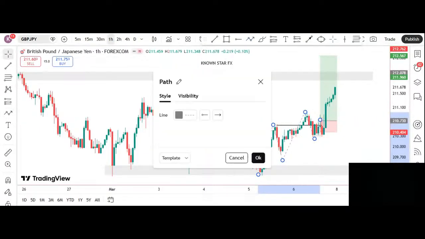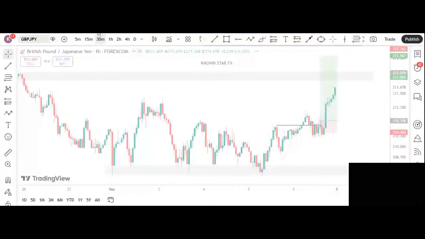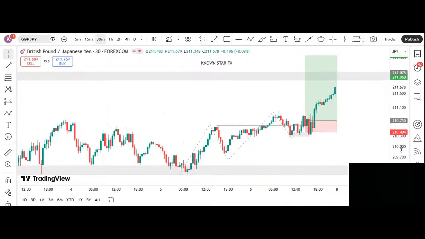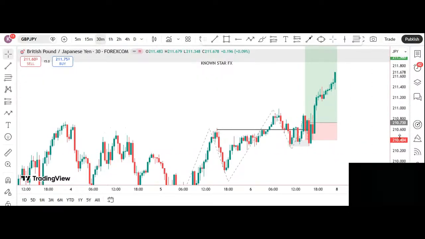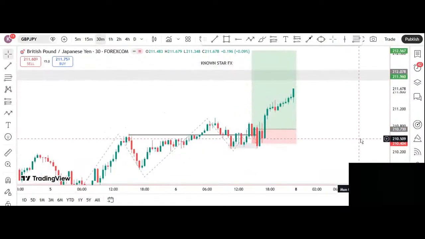Let me go to the 30 minutes time frame so you can see it way clearer. So how did we lose on this trade?